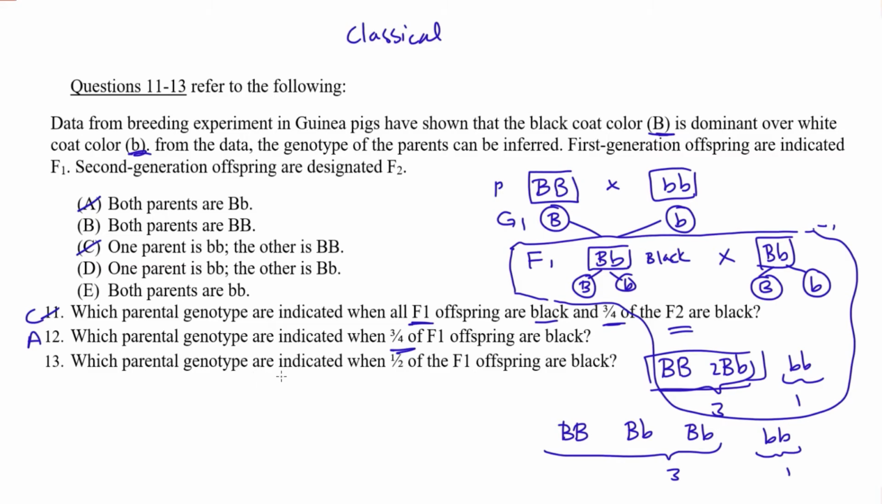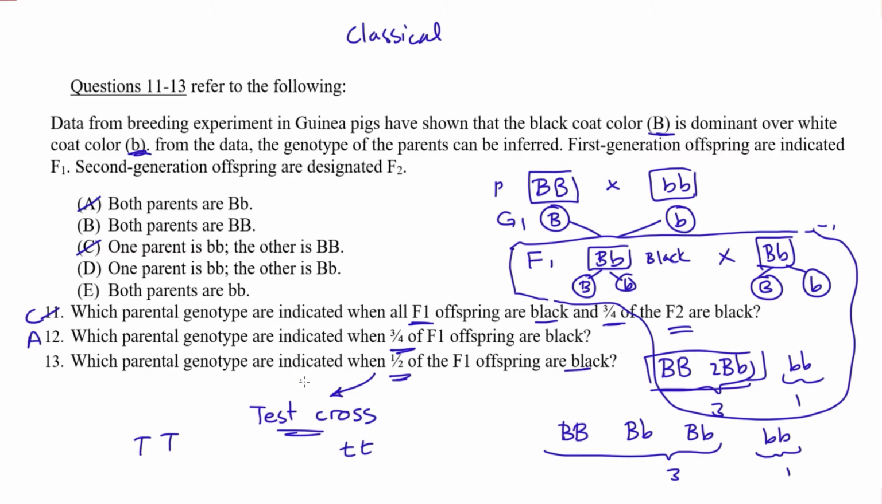Last one: which parental genotype is indicated when half of F1 offspring are black? Don't forget that this half, or 50% of the individuals, will be related to something called a test cross. If you remember or know, I will remind you what is meant by a test cross. It's a simple genetic analysis that will help you know if a tested individual is pure or hybrid. I will talk about it later, but now I'm trying to find just the answer. In a test cross, you are crossing one parent of unknown genotype, which may be T capital T small, for example, with another known individual, T small T small.